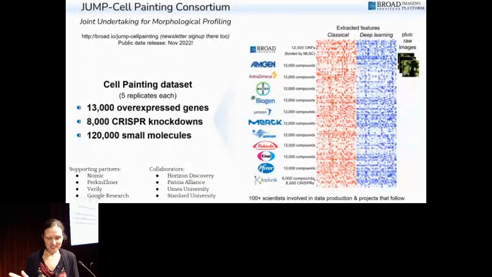So those are all the applications. I'll just leave you with the fact that we're going to be putting a lot of data out in the public domain as of November 2022 as part of this JUMP Cell Painting Consortium that we've been leading together with a group of pharma companies and another nonprofit. It will include lots of small molecules as well as overexpressed genes and CRISPR knockdowns, all in an arrayed format. And there's a website here where you can sign up to a newsletter and be kept up to date as this data comes out.